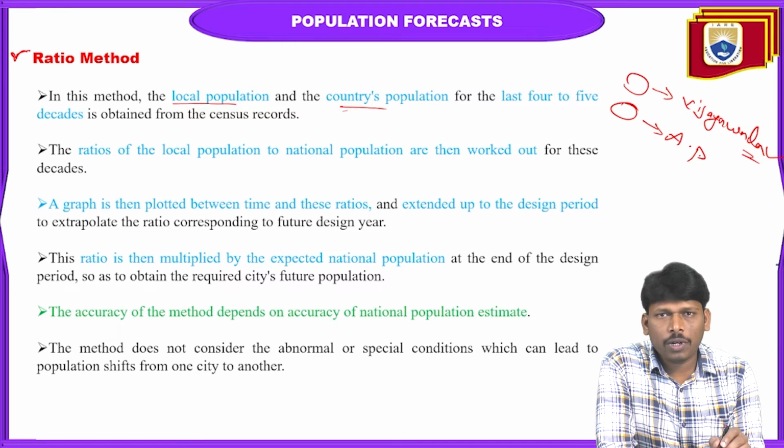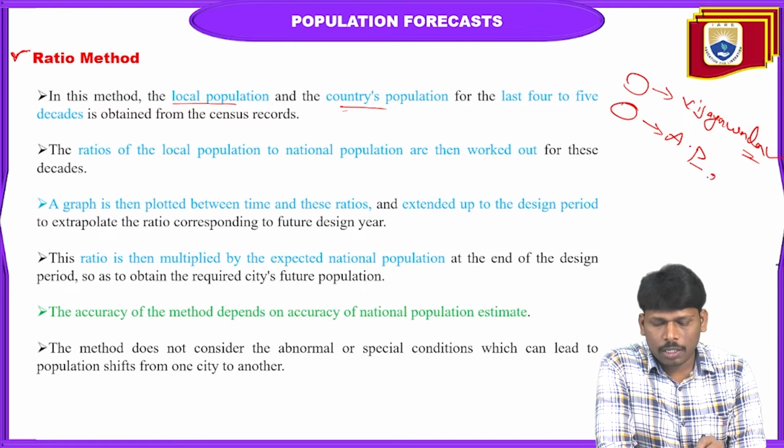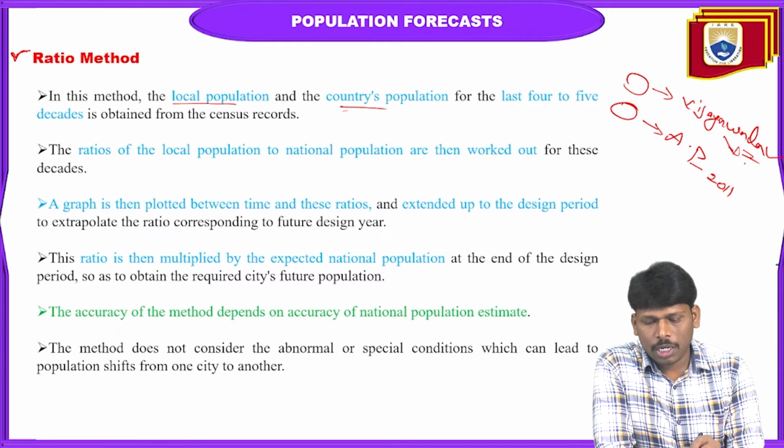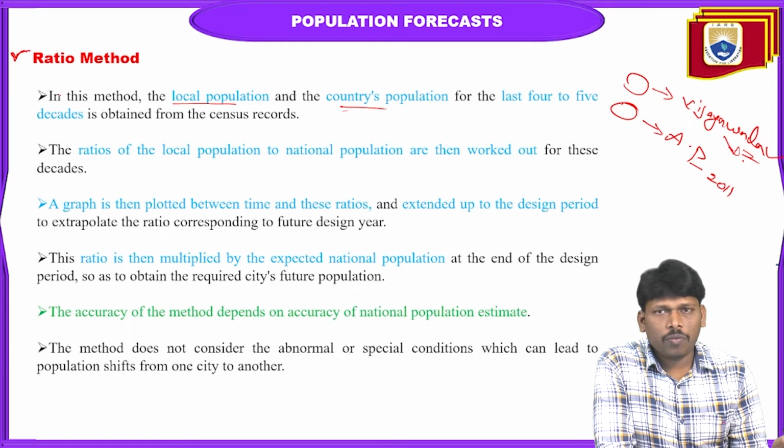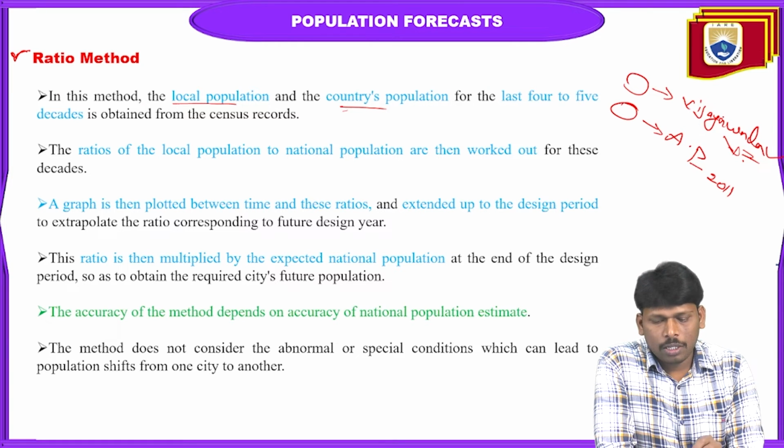Once you refer to the census data, you will get data till 2011 for Andhra Pradesh. Then we will get similar data for Vijayawada also. So in order to perform this method, we need to collect Vijayawada's population for the last 4 to 5 decades and Andhra Pradesh's population for the last 4 to 5 decades.